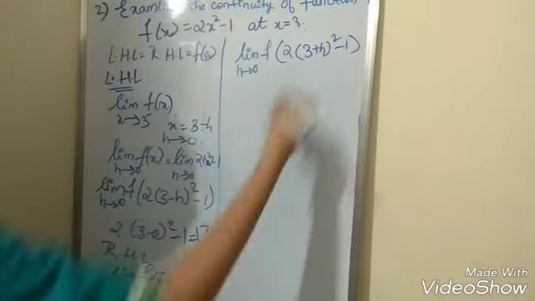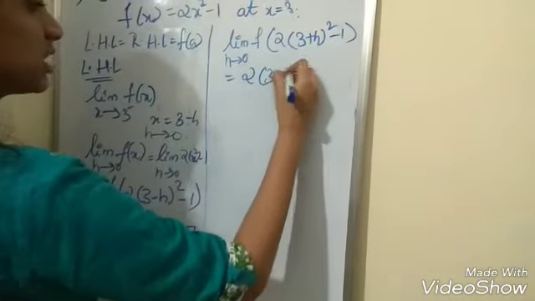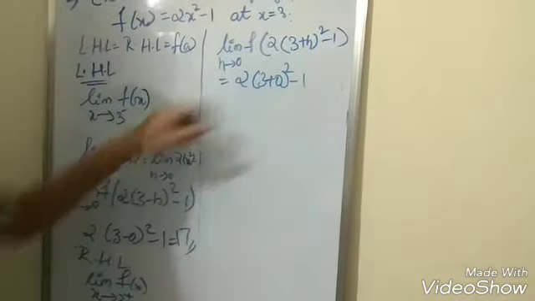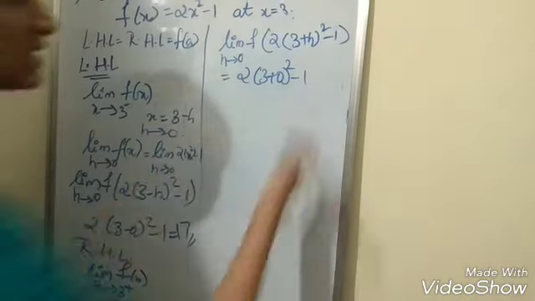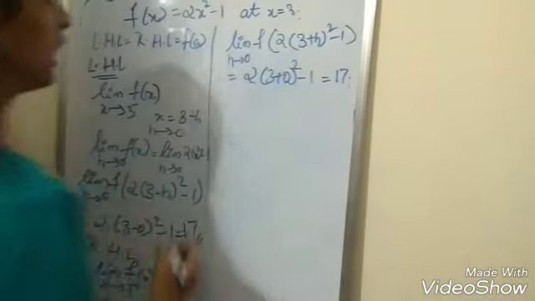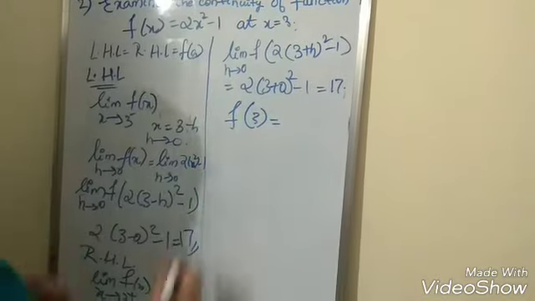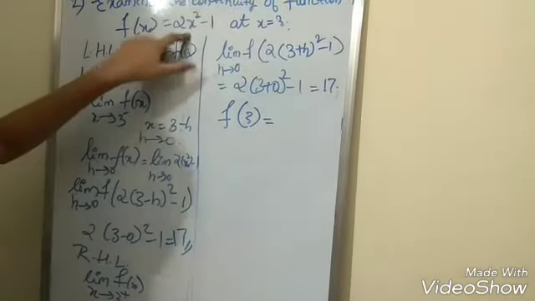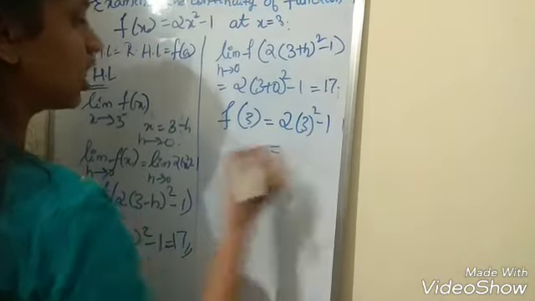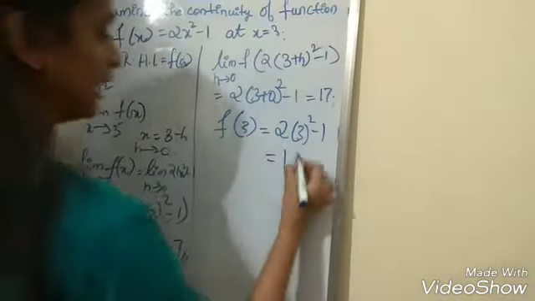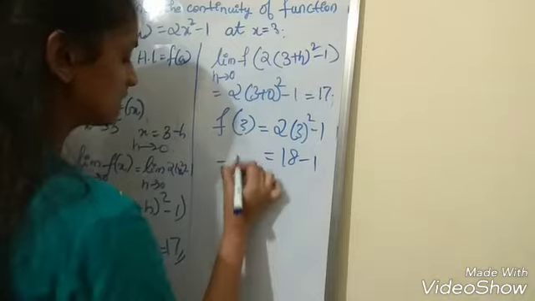As the value of h approaches 0, h becomes 0, which is equal to 2 into (3 plus 0) whole square minus 1. So 3 whole square is 9, 9 into 2 is 18, 18 minus 1 is 17. Now we will check the value of f of 3, which means instead of x you put the value of 3. So 2 into 3 whole square minus 1: 3 whole square is 9, 9 into 2 is 18, 18 minus 1 is 17.